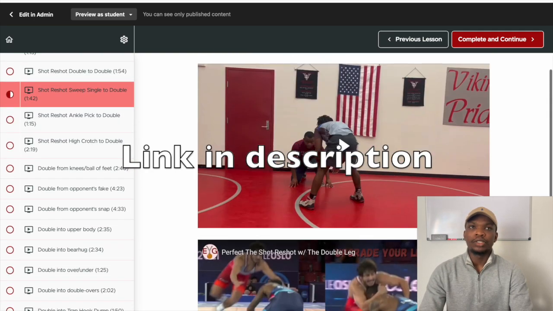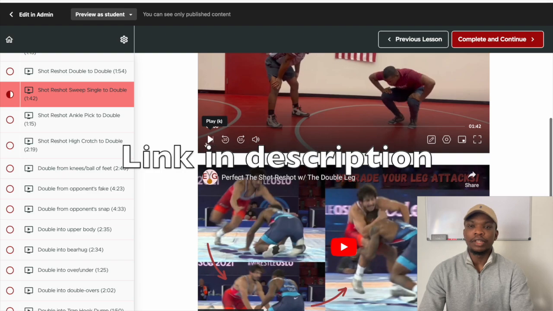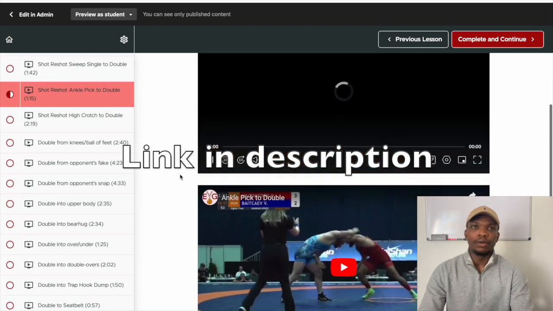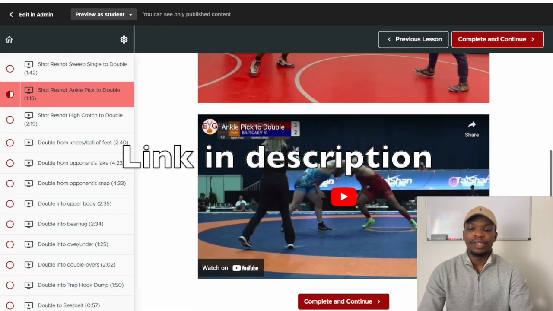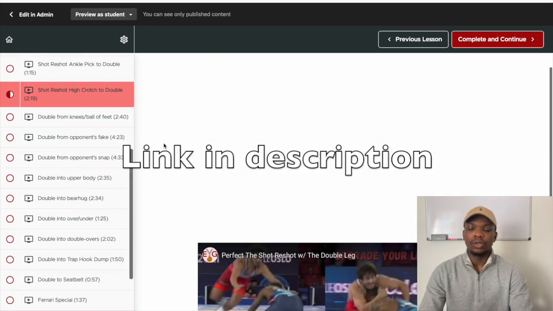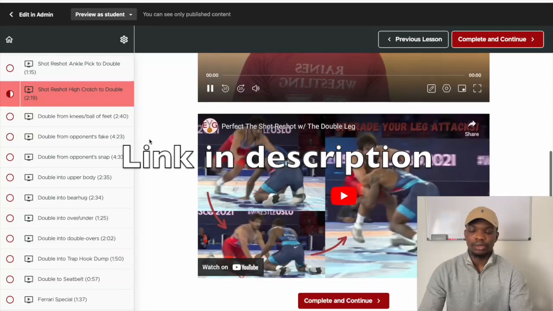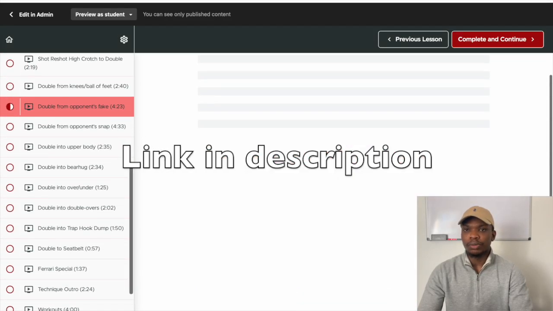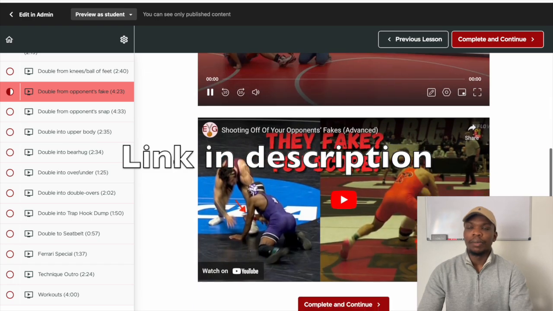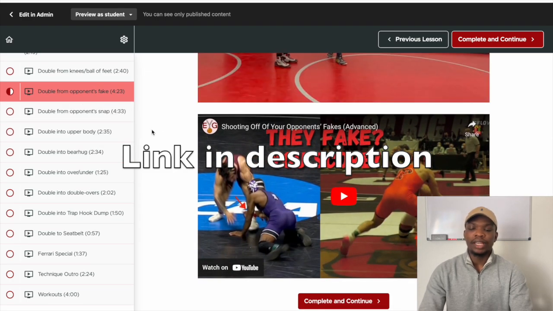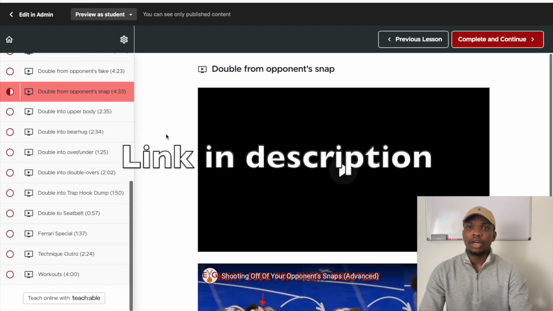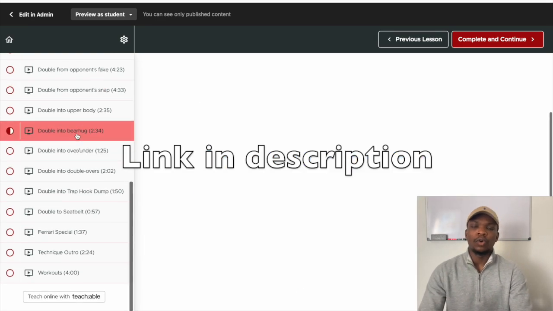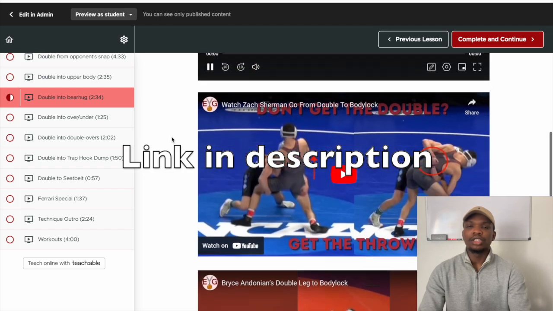I know a lot of people associate the double leg with a very elementary move. They think it's really based on athleticism, and maybe you play football or something, you're just explosive. But the double leg is very, very technical. There's plenty of things you can do when it comes to shot reshots, ways to set it up. You can set it up with a double, a sweep single, an ankle pick, a high crotch. Also ways that you can hide your penetration step. Also second moves off the double leg, like going up to the body, going to the seatbelt. Multiple things I touched on in that video.